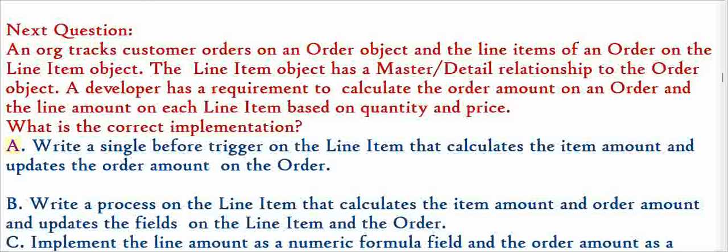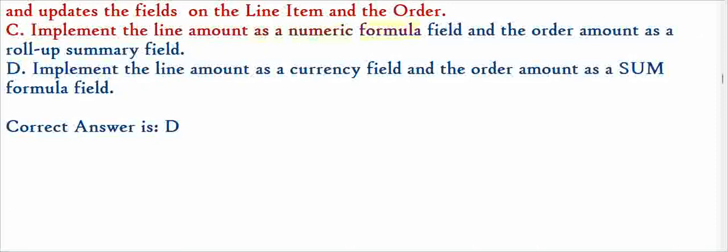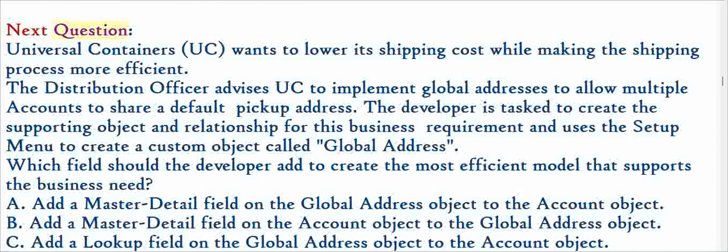A. Write a single before trigger on the line item that calculates the item amount and updates the order amount on the order. B. Write a process on the line item that calculates the item amount and order amount and updates the fields on the line item and the order. C. Implement the line amount as a numeric formula field and the order amount as a roll-up summary field. D. Implement the line amount as a currency field and the order amount as a sum formula field. Correct answer is D. Next question.